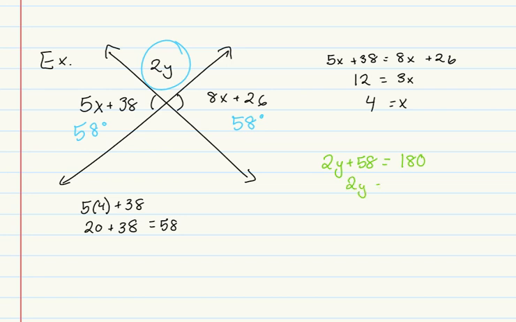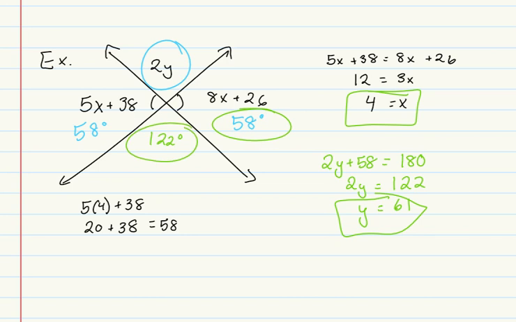So 2y equals 122. y equals 61 degrees. So if I were seeking out what that angle is, it would be 2 times 61, which is 122 degrees. So I've got my x, I've got my y, and I've got the values of each of the angles.